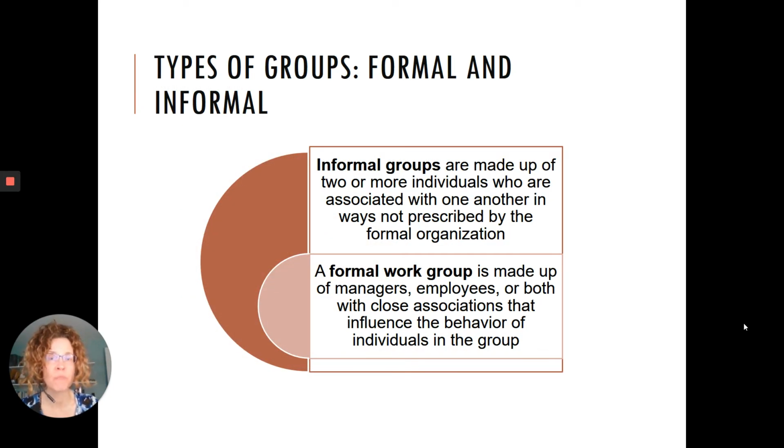So what kinds of groups might you belong to in an organization? Well, there are two kinds. Informal groups are the ones where people are associated with each other in ways that aren't prescribed by the formal organization. So this could be the folks that you have lunch with, the folks that you are in a football pool with, the folks that you do yoga with, whatever, informal.